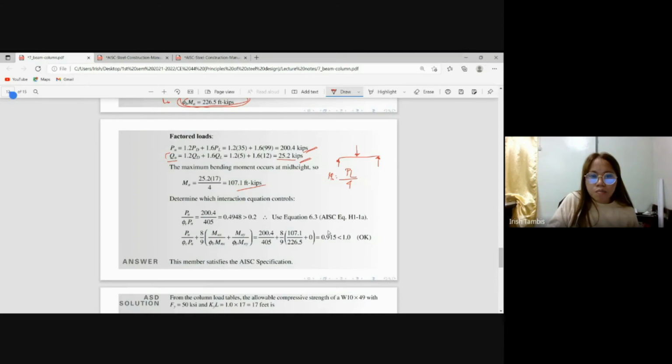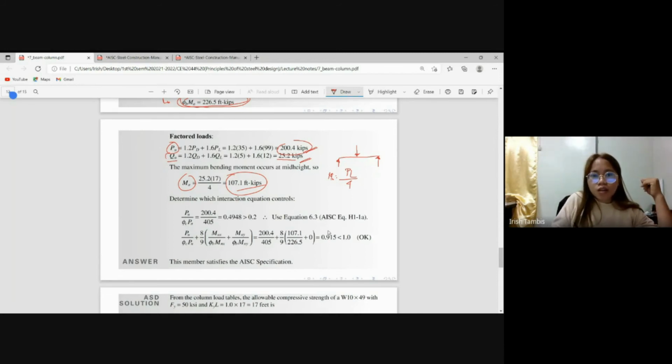This is for the bending moment and this is the P_u, no? So we're done with P_u. This is P_u and M_u. So to determine the interaction equation, determine which interaction equation of course controls. But remember, we have two cases, no? If the actual load ratio is greater than 0.2 and if it is less than 0.2, but whatever is the case, we have to use the equation, no?